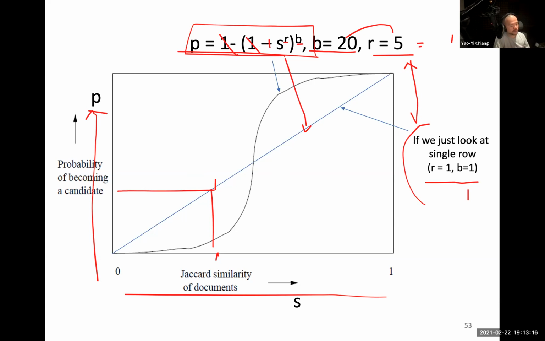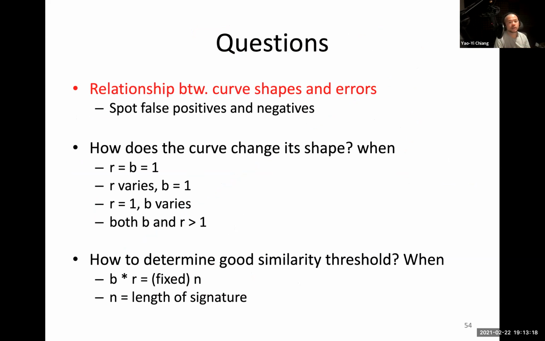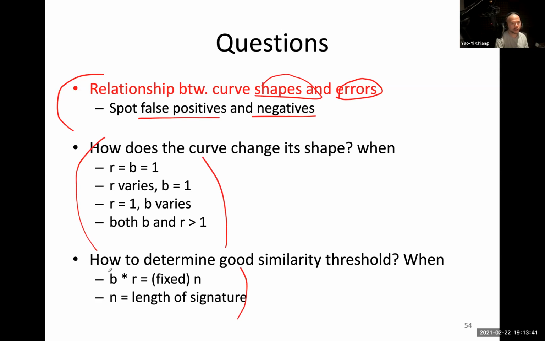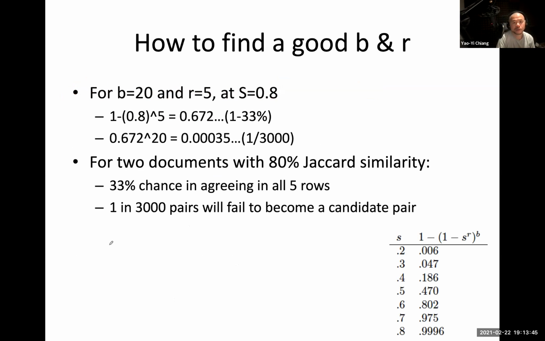So why is this curve important? Well, now we can look at the relationships between the curve shape and errors. So what do we mean by errors? Well, it could be both positives and negatives. And let's look at some definitions of them. Then next time on Wednesday, we're going to look at how the curve changes its shape if we vary B and R. So let's look at B and R first.